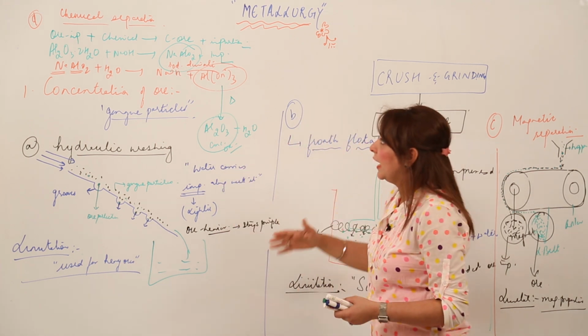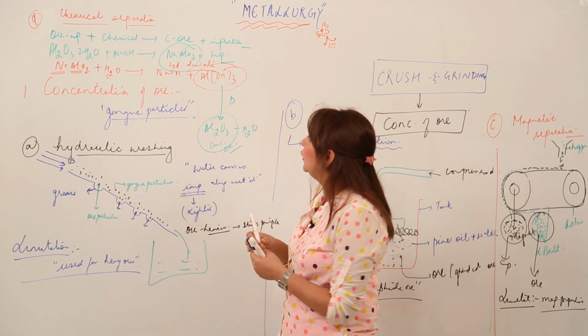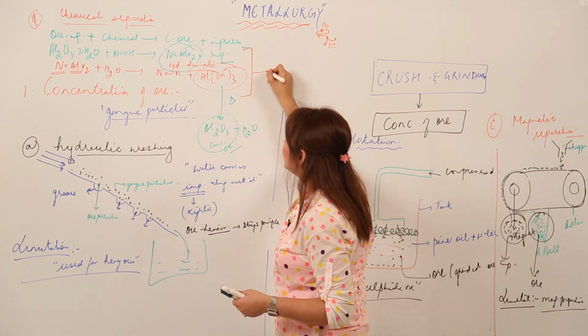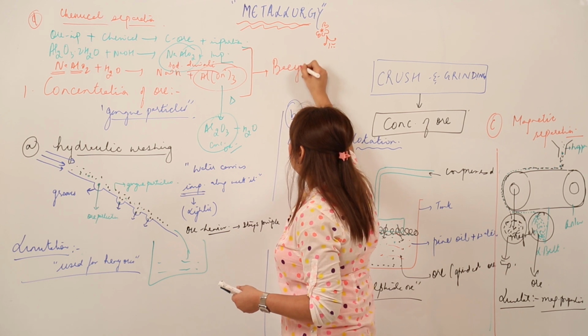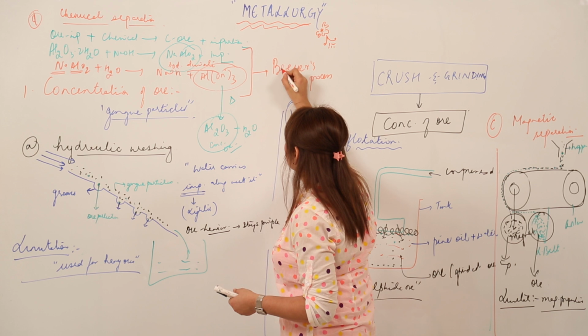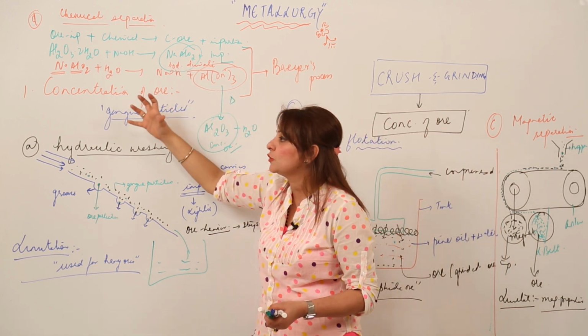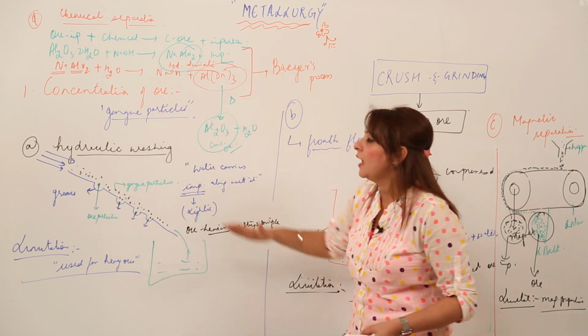One more thing, this chemical separation in the case of aluminium is given a special name, Bayer's process. So Bayer's process is actually a chemical separation in the case of aluminium. So this is how you are going to do it.